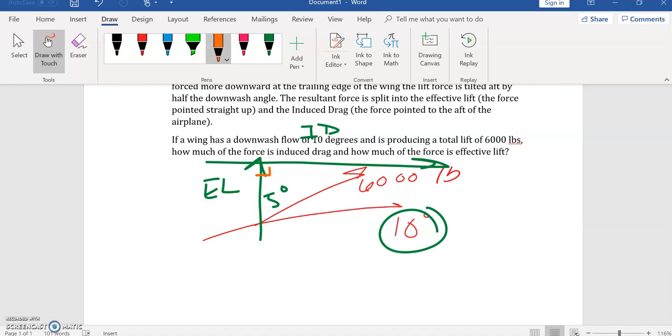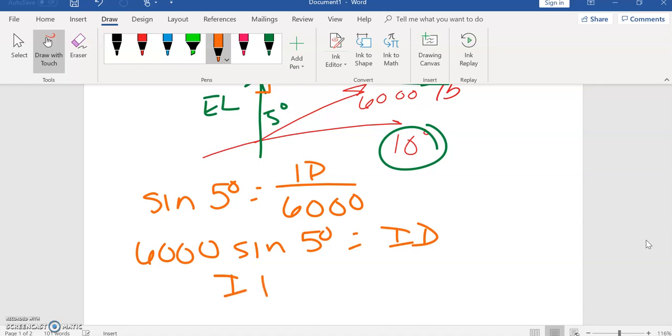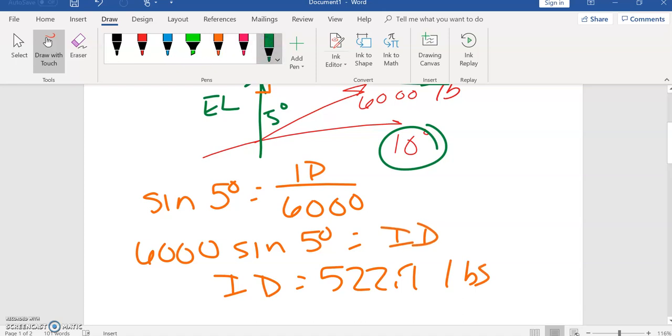When I go to figure this out, I can just use my regular sine and cosine. So for instance here, the sine of 5 degrees is the induced drag, the opposite over the hypotenuse, 6,000. So 6,000 times the sine of 5 degrees is induced drag. Put that into my calculator and you should get 522.9 pounds. I'll run those through the calculator in a minute. I just want to set up the other one.